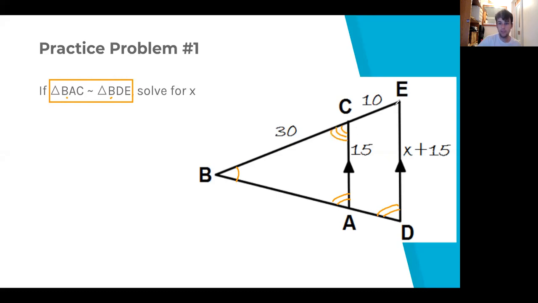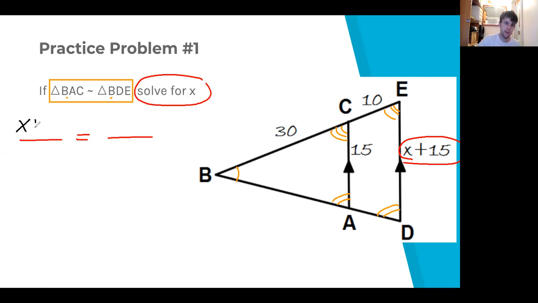So the similarity statement can help you figure out what things correspond if it's not super obvious to you. The goal of our problem is to solve for x. So we need to use this expression in an equation in some way to solve for x. In this case, since we have similar triangles and our variable is part of the sides, we know that the sides of similar triangles are proportional. So we will be setting up a proportion. X plus 15, let's put that on the top of this one.